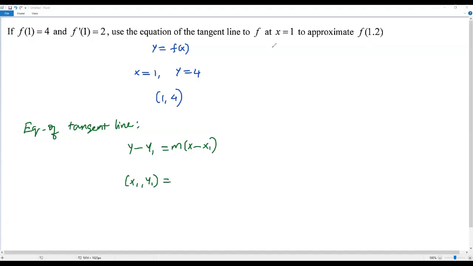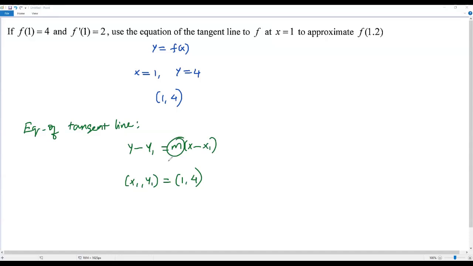We already got the point corresponding to x equals 1, because the question says to use the equation of the tangent line to f at x equals 1. That is, we are going to draw a tangent line to the graph of the function f of x at x equals 1. For x equals 1, the corresponding point is (1, 4). So (x1, y1) equals (1, 4), and we need the slope m. How do we get the slope m?